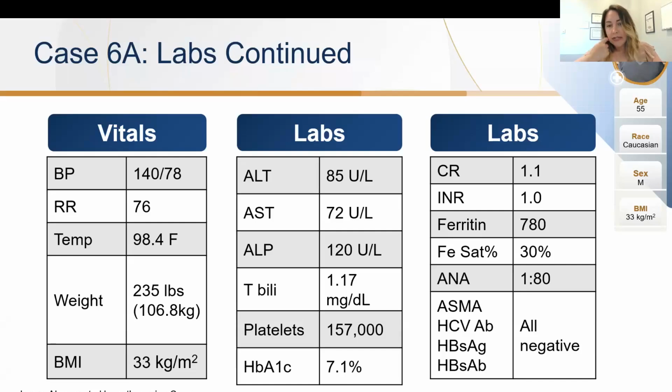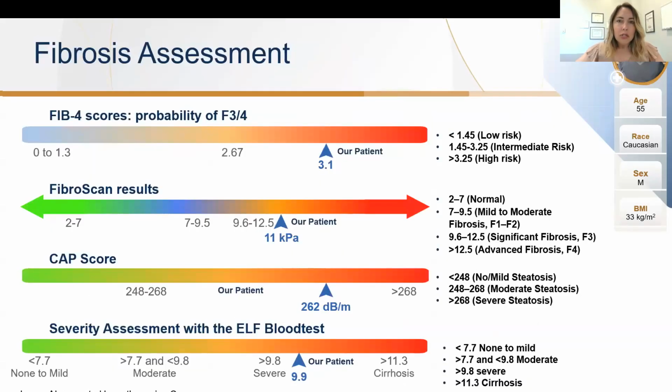And then his platelets are at the lower end of normal, and his A1C is just a bit higher than we would like at 7.1%. Fortunately, he has preserved synthetic liver function with a normal INR. His ferritin is a bit elevated, as is his iron saturation. Neither one of those ferritin or iron sats are making me necessarily concerned about hereditary hemochromatosis, probably secondary acute phase reactants. His ANA is slightly reactive, and then his smooth muscle and viral hepatitis screening is all negative.